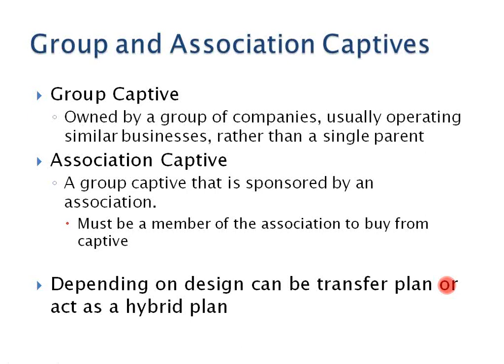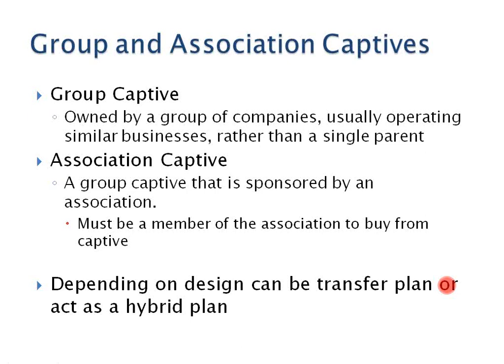Under a group captive, and so group and association captives, they pretty much operate somewhat similarly, at least in structure. But the idea is a group captive, by name, is owned by a group of companies, usually operating similar businesses, rather than a single parent. So just like self-insured groups or a joint powers insurance authority, the idea is several companies decide that they want to form a captive together. They're separate, and then their board of directors would consist of the owners of those various parent companies, and they would operate this insurance company to their benefit.